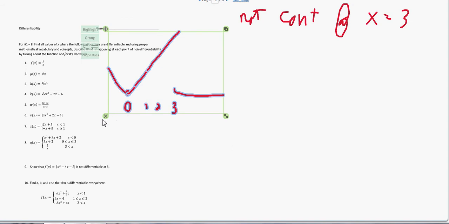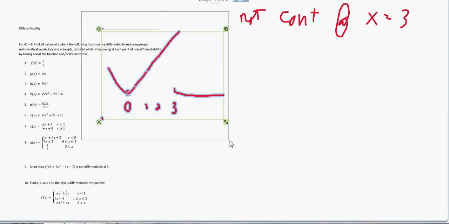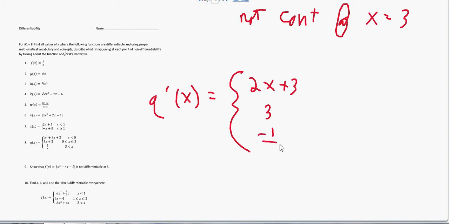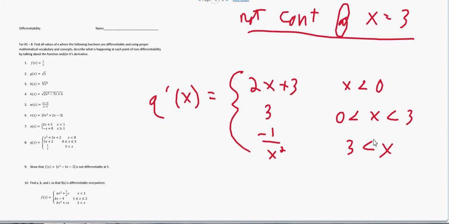Now we're going to check out the derivative by deriving the pieces. And that's going to let us know if it's differentiable. So, q prime of x is 2x plus 3. And what's the other one? 3 and negative 1 over x squared. For x less than 0, 0 less than x less than 3, and 3 less than x. We know it's not differentiable at 3 because it's not continuous there, so we're not going to put an equal sign. It's continuous at 0, so it could be differentiable there, so we need to check it out.